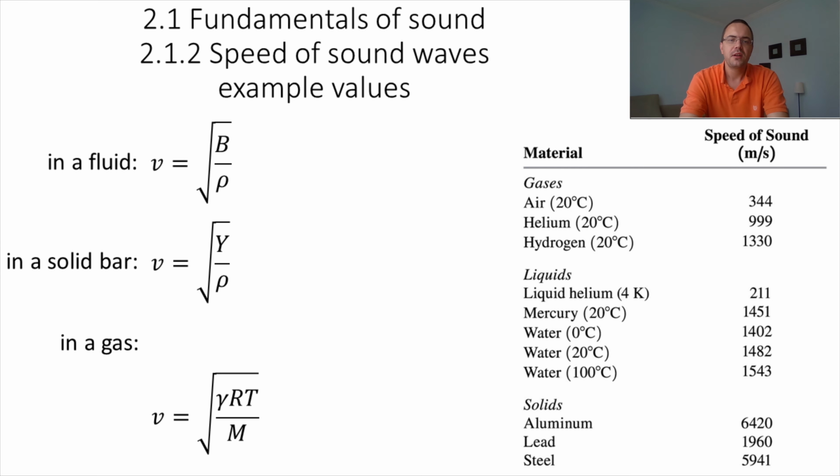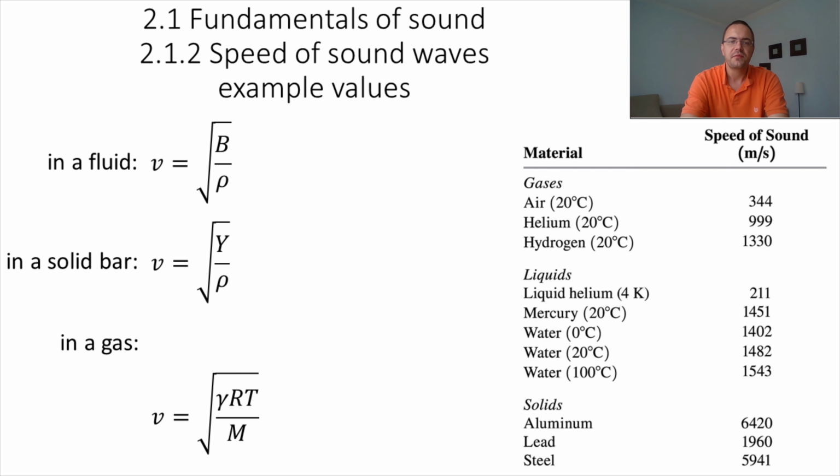Now, let's discuss this formula with examples. The speed of sound depends on the density rho. So if you decrease the density, you expect to increase the speed of sound. Check out this table here, which gives the speed of sound in different materials. You can see that the speed of sound in helium is larger than the speed of sound in air, and this is because helium has a lower density than air. Similarly, the speed of sound in aluminum is larger than the speed of sound in lead, again because aluminum has a lower density than lead.